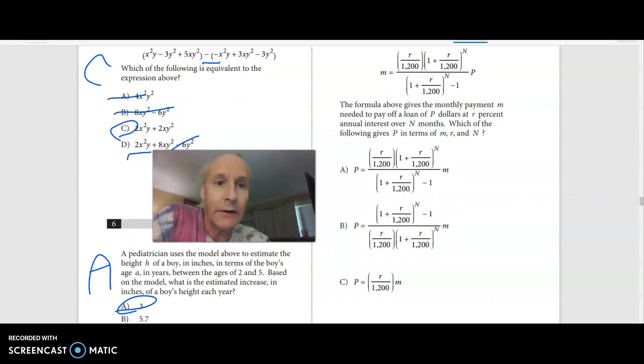There we go. All right, so we've got this big, ugly equation, and they want us to solve for p. We want to get p by itself. Well, really what we've got is a fraction times p.